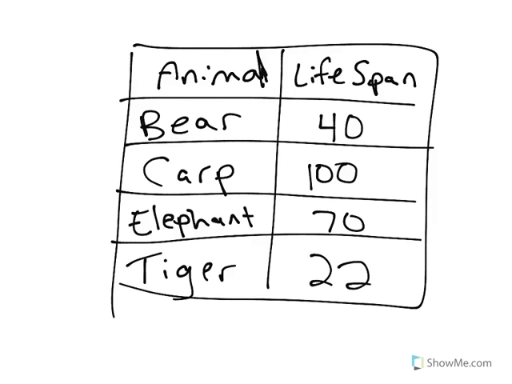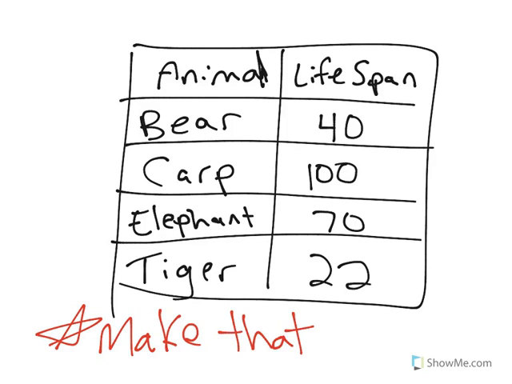Okay, so the last chart, it has animals on the left and lifespan on the right. Now what I want you to do is either rewind, look in your notebook, and ask yourself, does it fit a line plot, a bar graph, a line graph, or a stem and leaf plot? And I want you to actually make that graphic, whatever it is, display, and bring it for tomorrow.